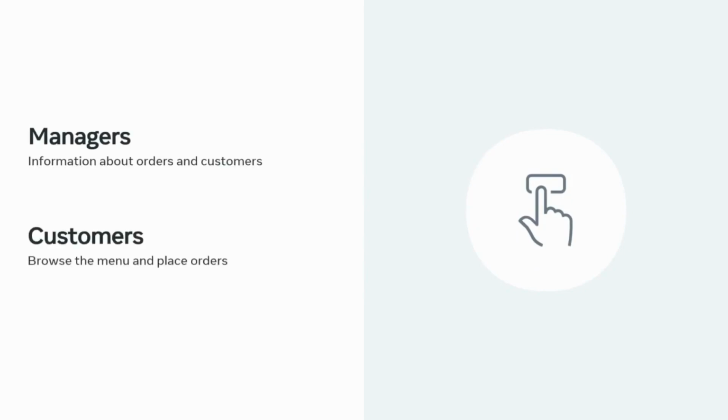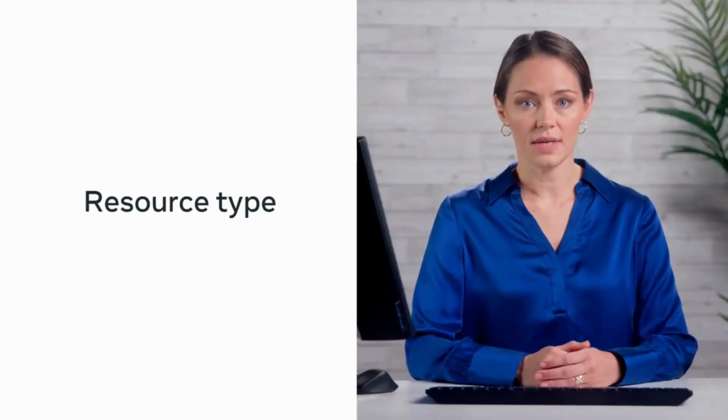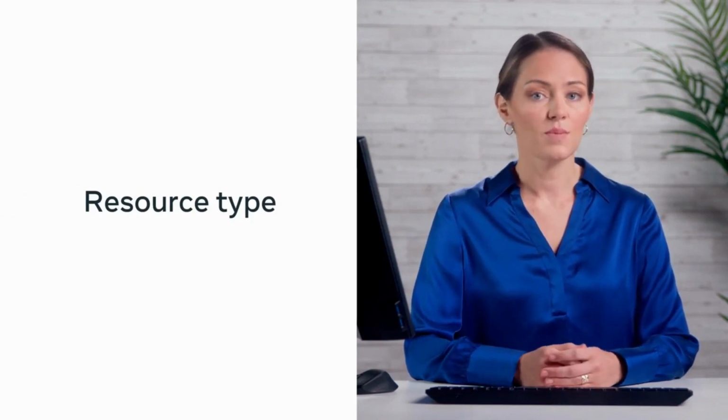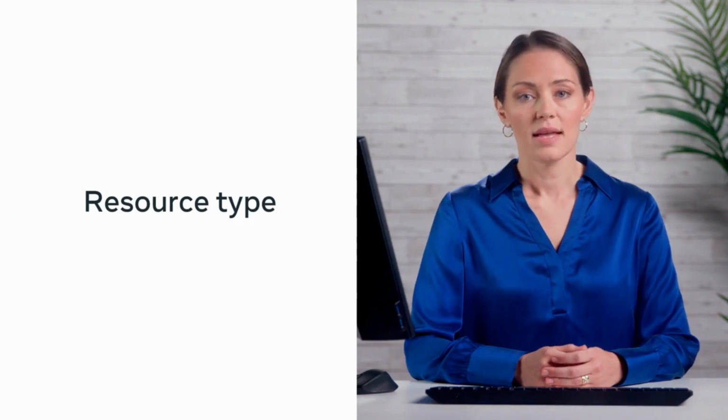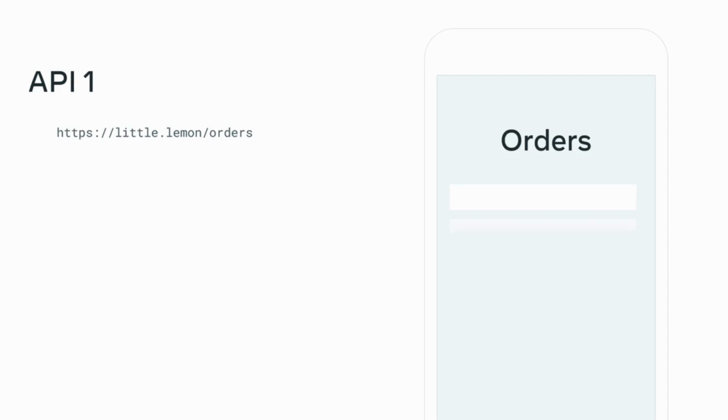Managers can use the app to get information about orders and customers, while the customers use this app to browse the menu and place orders. To support this, the app uses different APIs to fetch data from the server, and in each case, the resource type will be different. Let's explore a few examples. If a manager wants to see all orders, the app makes a call to the API little.lemon/orders and displays the result. The resource type in this case is a list of order objects.